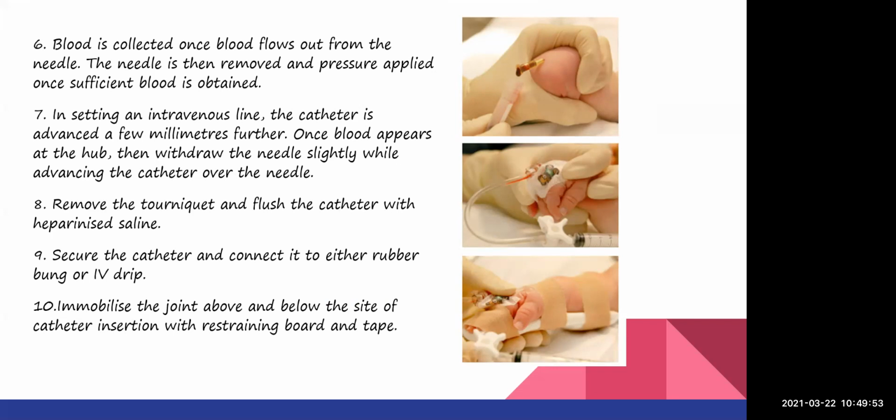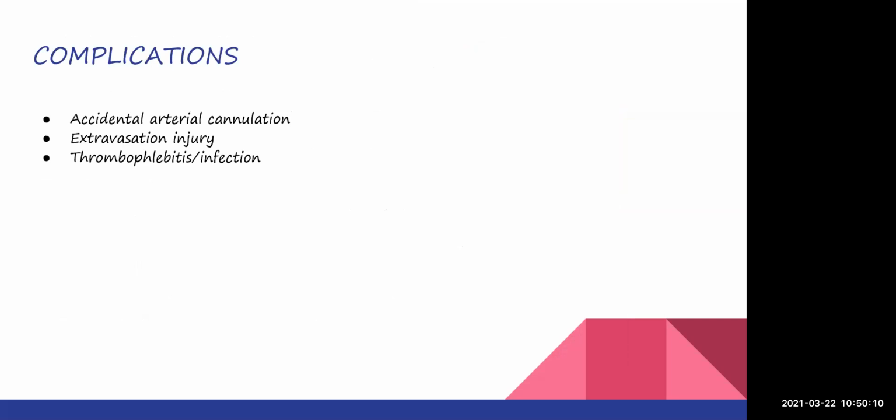After that, remove the tourniquet and flush the catheter with heparin saline. Secure the catheter and connect it to either rubber band or IV drape. And after that, immobilize the joint above and below the site of catheter insertion with restraining board and tape. So complications include accidental arterial cannulation, extravasation injury, thrombophlebitis and infection.